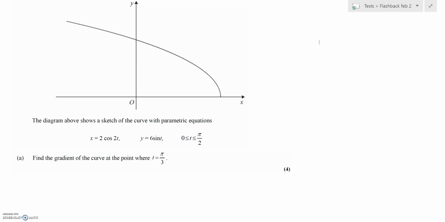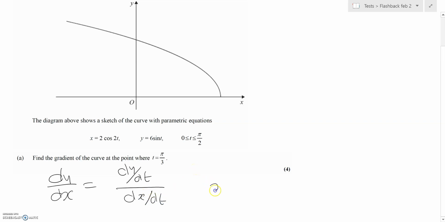In question 8, we've been given a parametric equation and we've been asked to work out the gradient of the curve at t equals pi by 3. So we've been given x is equal to 2 cos 2t and y is equal to 6 sin t. So to find dy/dx, we know that in parametric equations we need to do dy/dt divided by dx/dt.